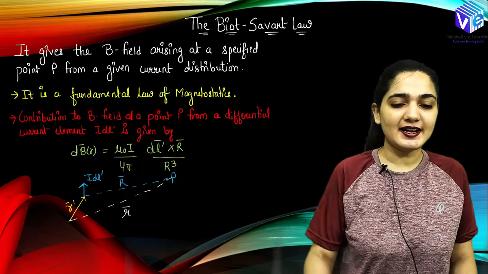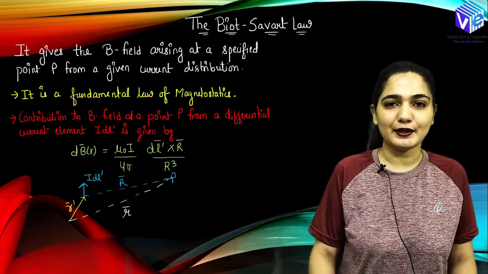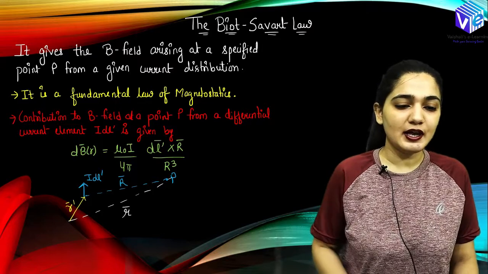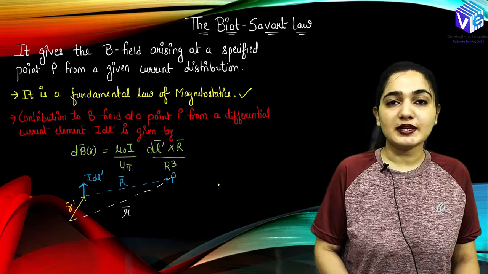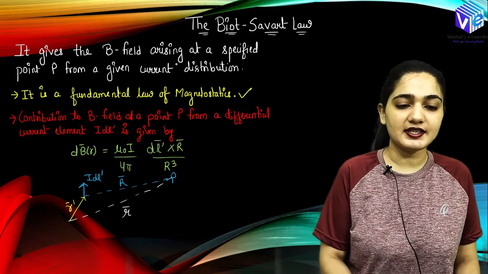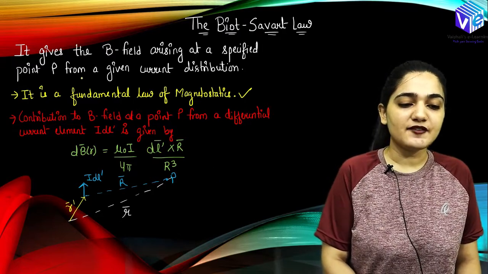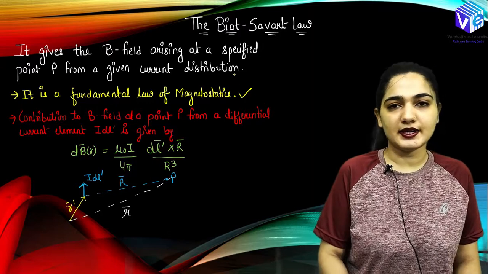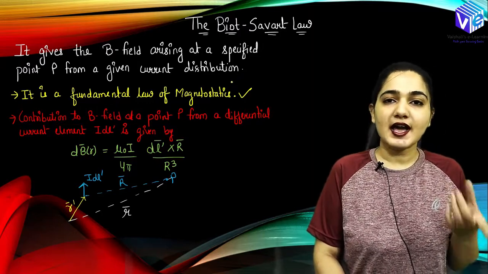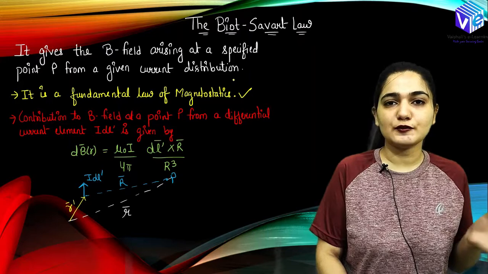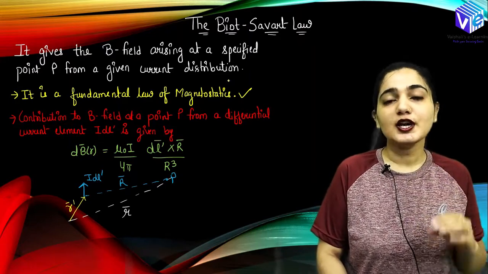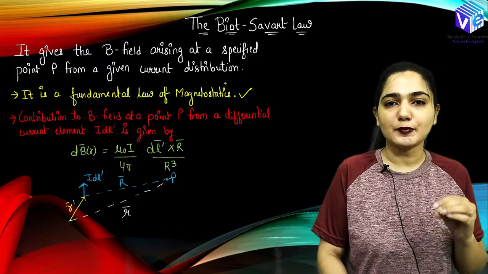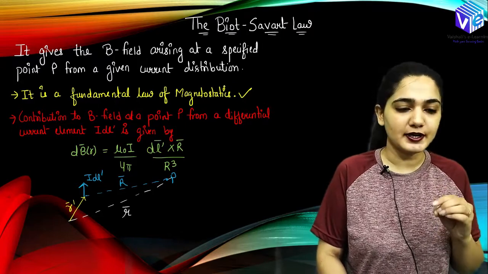So now let's start our discussion on the Biot-Savart law, which is the fundamental law of magnetostatics, right? It is going to give me the magnetic flux density arising at a specified point P from a given current distribution. I know if I have a single current distribution, it is going to generate some magnetic field surrounding it. So this magnetic field we can compute with the help of the Biot-Savart's law.